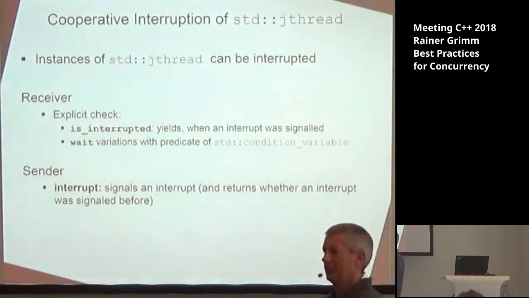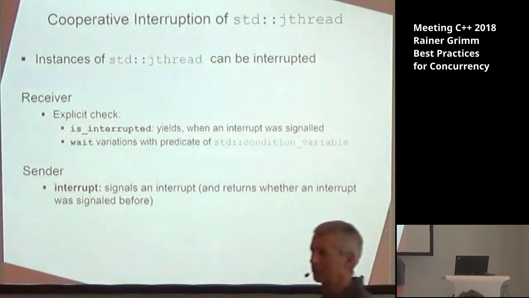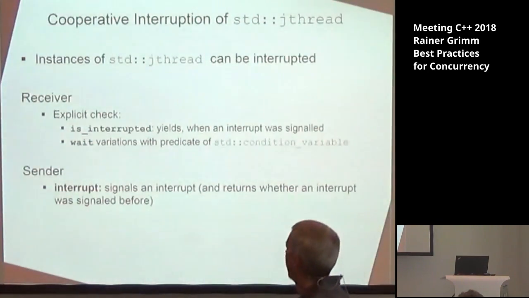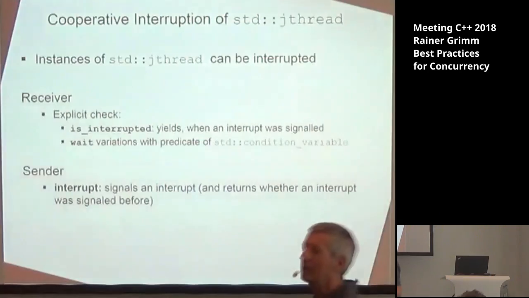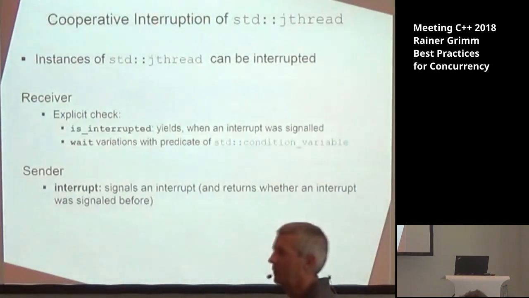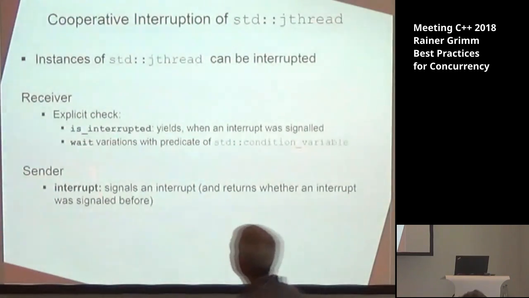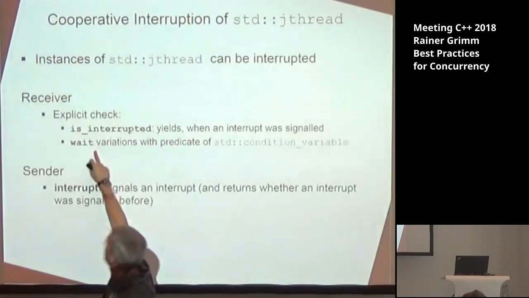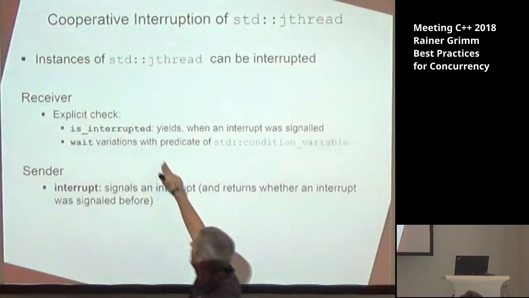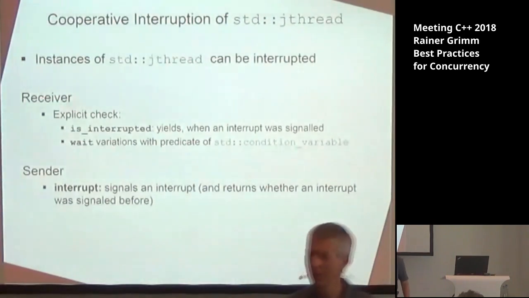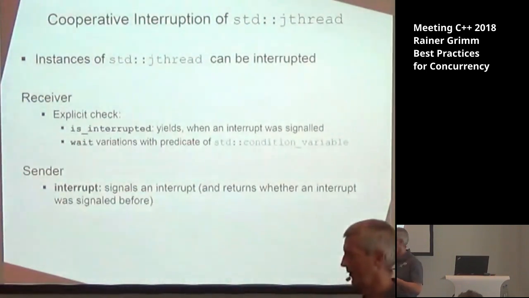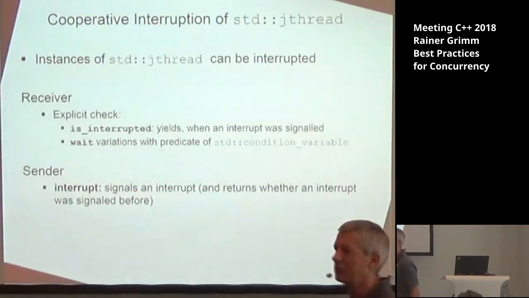You know, if the thread holds a lock, you have a deadlock, for sure. Okay. So what you can do, you have a receiver which can ask if it was interrupted, and then it can react to it or not, if you like. It's cooperative. You don't enforce it. And a few wait variations of the condition variables also have a variant which you can use to interrupt it. So you can not only wait with notification, but also with interruption.